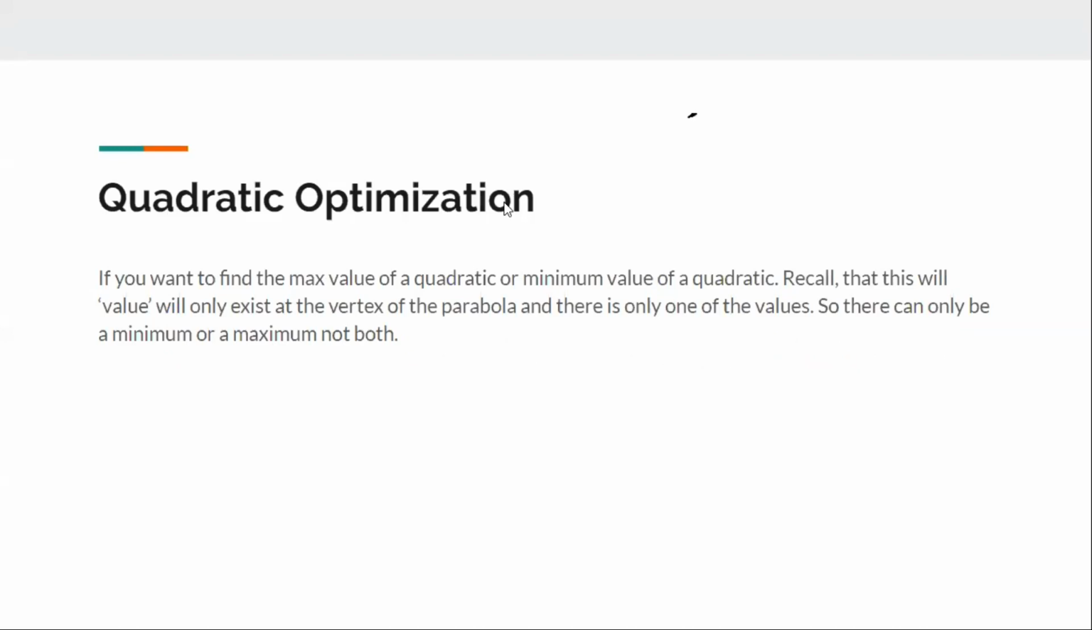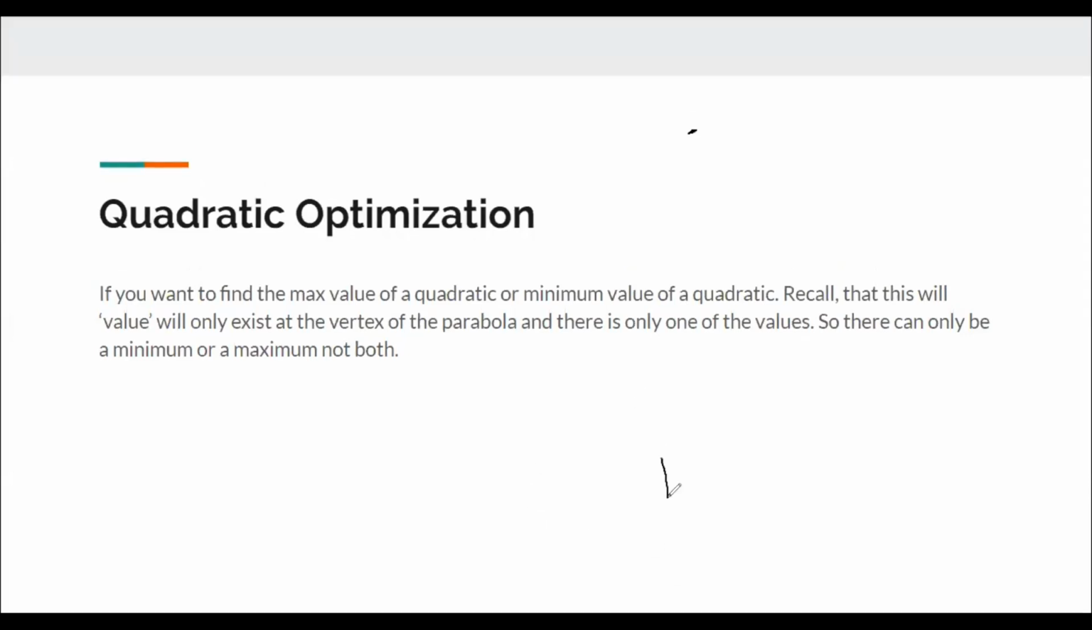Quadratic optimization. If you want to find the max value or minimum value of a quadratic, recall that this value will only exist at the vertex of the parabola, and there's only one of those. Because if you look at a parabola, it's going to keep on going downward forever and reach its peak here, or it's going to keep on going up forever and reach its minimum here. So it can only have one of the following, a minimum or a maximum, but it can't have both. That's why quadratic optimization is pretty useful, using those techniques of the vertex.